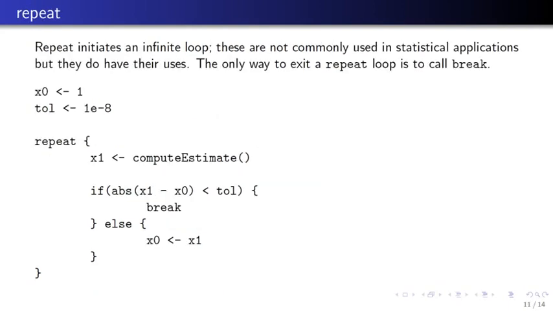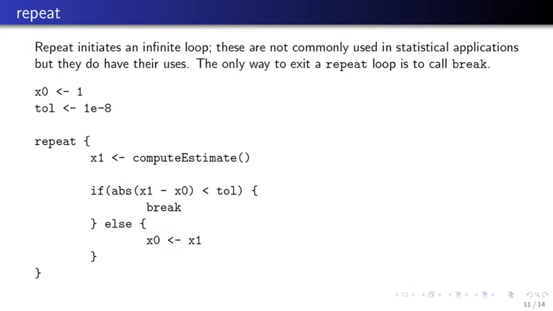Repeat is a construct that basically initiates an infinite loop. This is not what I would characterize as a commonly used control structure in R, but it does have its use occasionally. So the only way to exit a repeat loop is to call break. So obviously you're going to have to call break at some point, unless you feel like running your program forever.